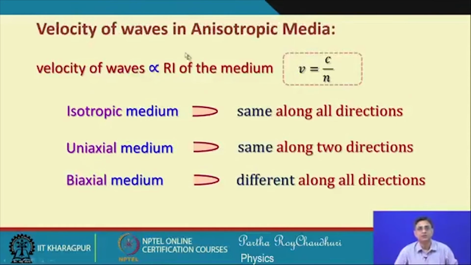So, to summarize, the velocity of the waves will be proportional to the refractive indices. This is in general true, and for an isotropic medium, therefore, the velocities of the electromagnetic waves will be the same in all directions, whereas for a uniaxial medium the velocities will be different along two different directions, but for a biaxial medium the velocities are different along all the directions.